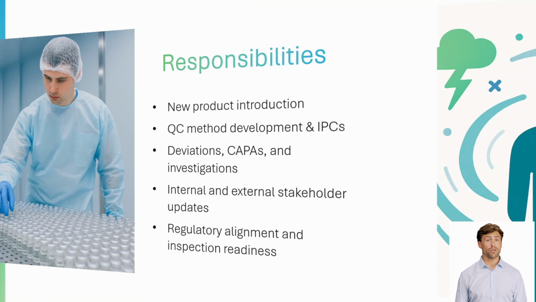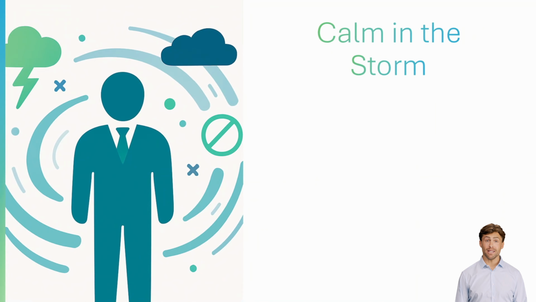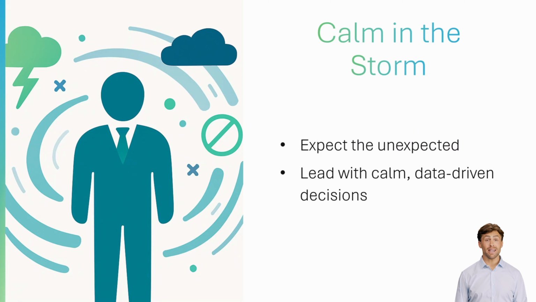Things go wrong in pharmaceutical manufacturing. It's just reality. The difference is how you handle it. As head of production, people look to you. Stay calm, make clear decisions, and keep the team confident. That kind of leadership builds trust and gets results.